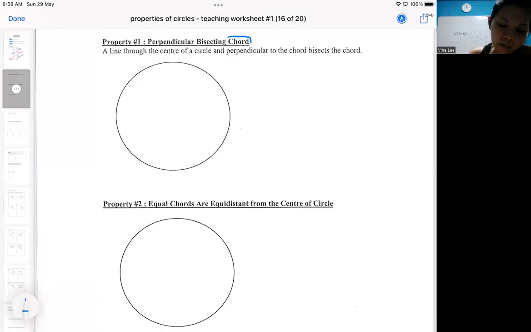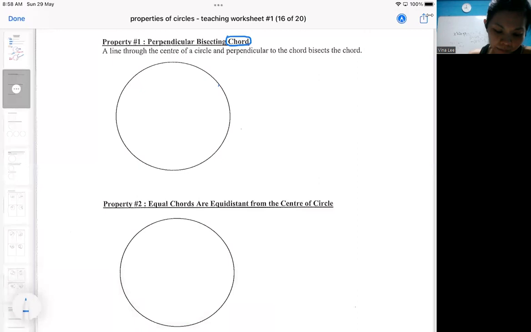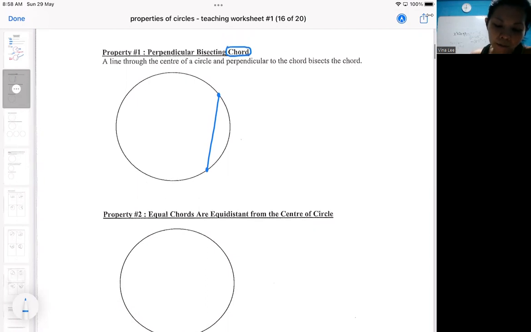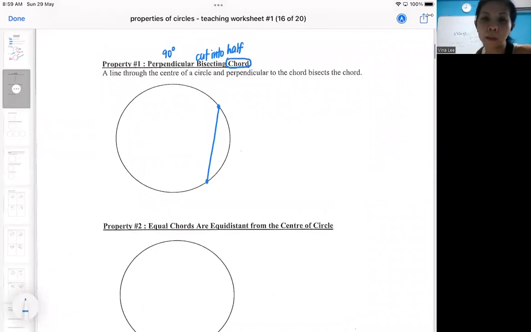So locate a chord first. A chord must touch the circumference. The two ends of the chord must touch the circumference. So where is it bisecting? Bisecting means it cuts into half. So we are cutting a chord into half and at a 90 degree. So that's the meaning of this property.